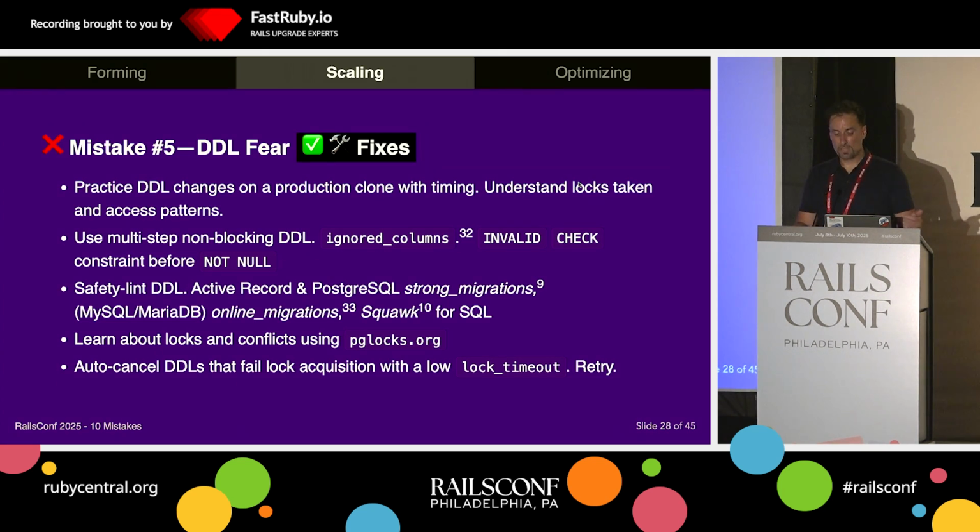There's a nice tool called pglocks.org that shows operations and which locks they acquire, whether they're table locks or whether they're exclusive locks or shared locks. And that's a Postgres specific tool. And then, I recommend trying to set a low lock timeout for any DDL changes. And if the lock that's needed can't be acquired, then we would retry that DDL change at a lower activity period.